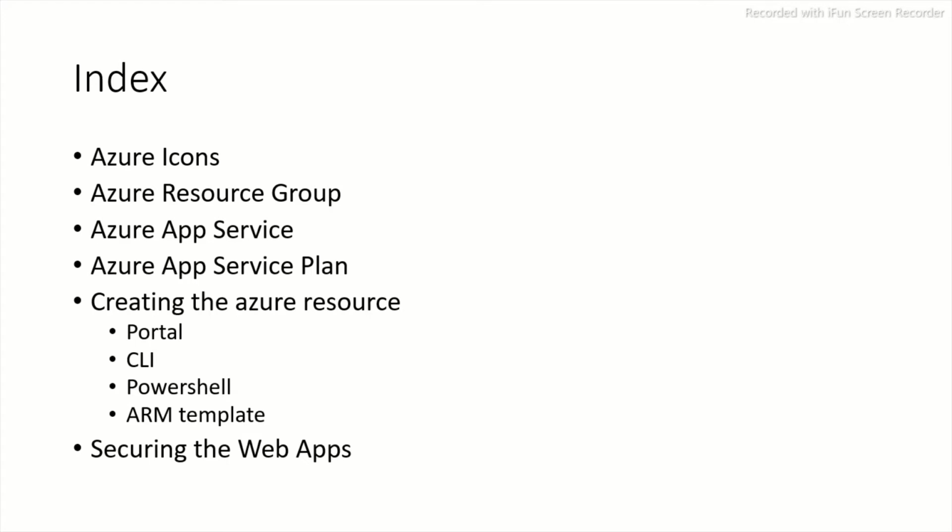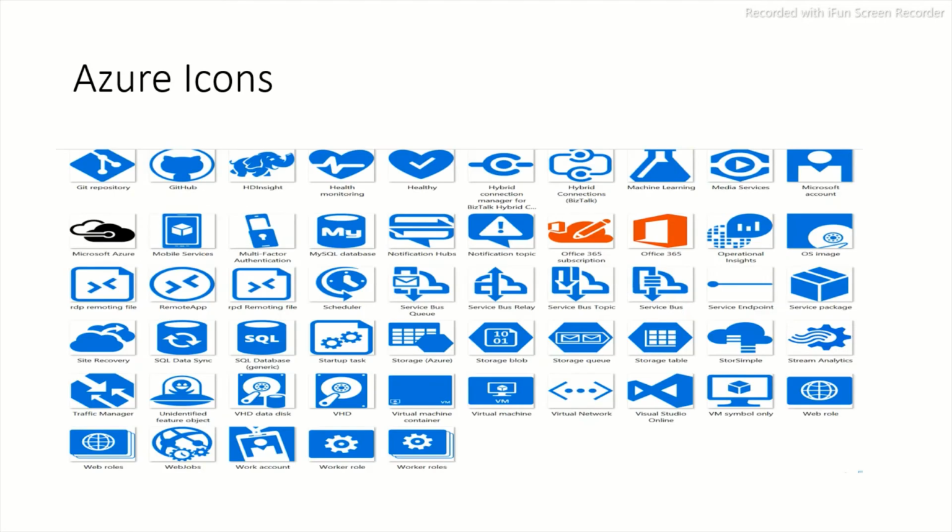So moving to the next slide. Here I put up a list of icons. There are many icons; this is only for sample purposes that I put on the screen. You can see that there are various icons we use for each of the Azure services. Like for storage, we use this icon. For virtual network, we use this icon. And for Visual Studio Online, we use this icon.